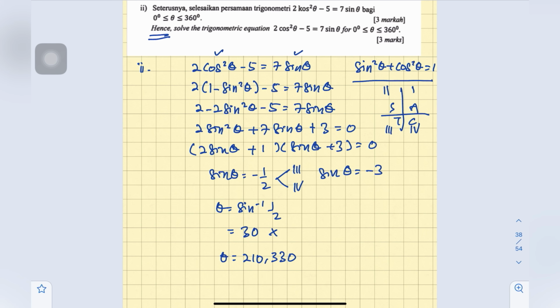Okay, so then for sin theta equals negative 3, it is undefined. The maximum of sin is 1 and the minimum is negative 1. So if sin theta equals negative 3, it is out of range. So it is undefined. So this is the answer.